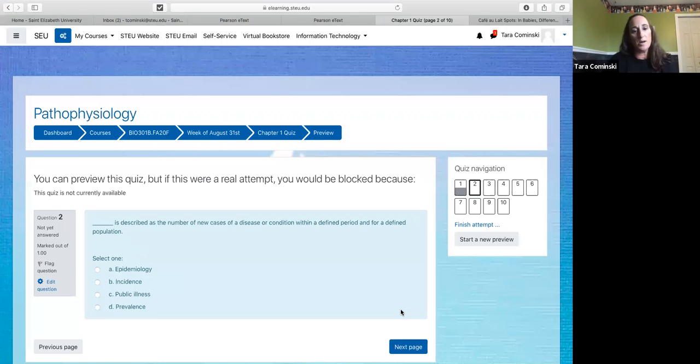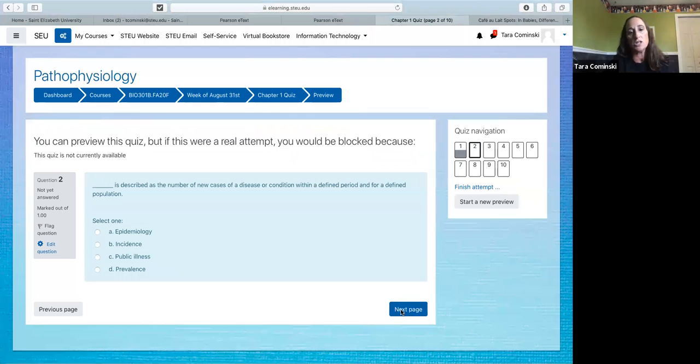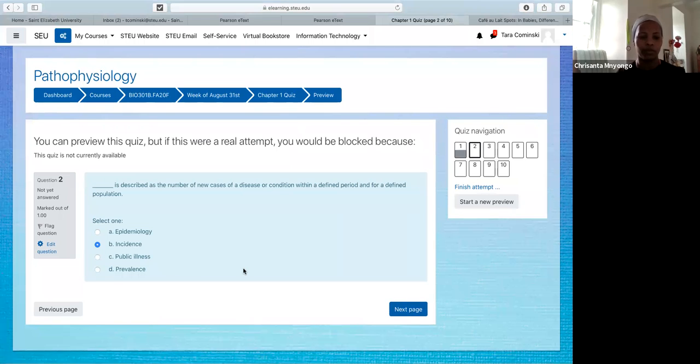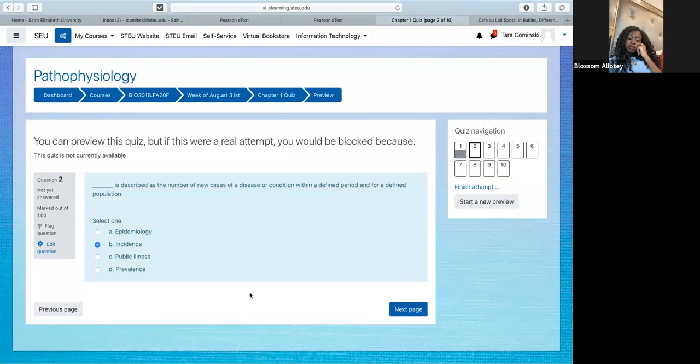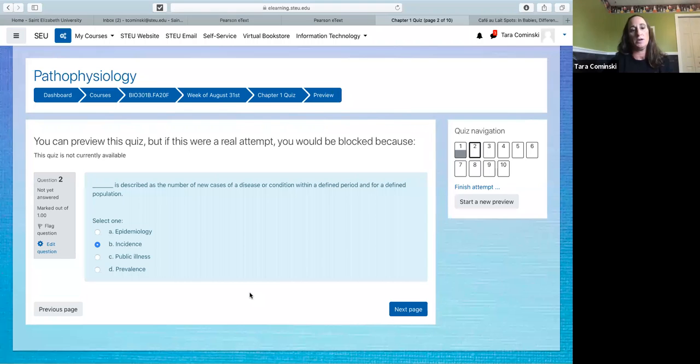Blank is described as the number of new cases of a disease or condition within a defined period and for a defined population. So which term means new cases? Incidence, right? As opposed to prevalence, which is just the number of cases. So incidence is the number of new cases. And it goes along with epidemiology. We talked a little bit about that. There was a whole little section of the chapter that talks about the importance of that, and I think we talked enough about that. All right.